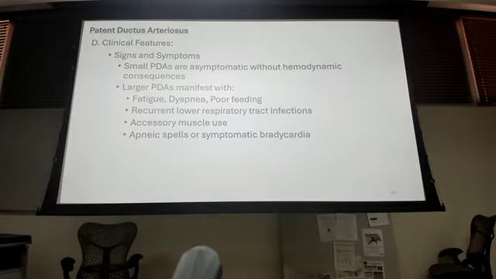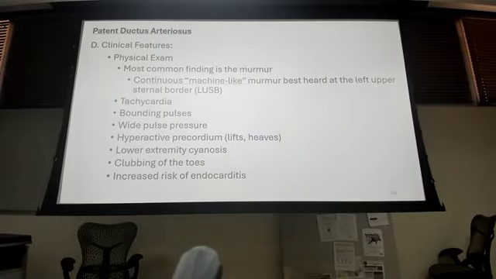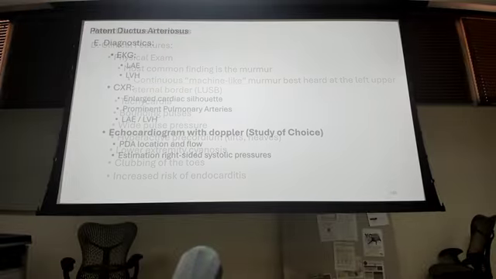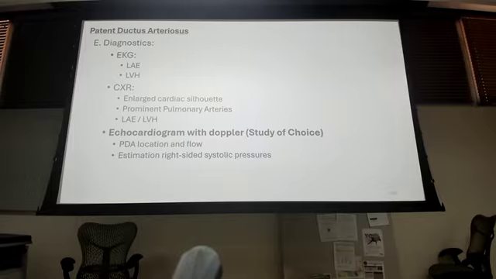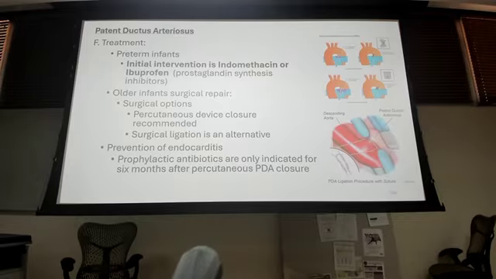And other things that you might find is, okay, if it's a small PDA, maybe asymptomatic. Larger PDAs may have heart failure that's present. On physical exam, this continuous machine-like murmur is the description you're going to see on all of your tests for patent ductus arteriosus. So if you see continuous machine-like murmur, be thinking PDA. EKG may not be helpful, chest x-ray may not be helpful, echocardiogram is going to be your test of choice because you're going to see that patent ductus arteriosus.